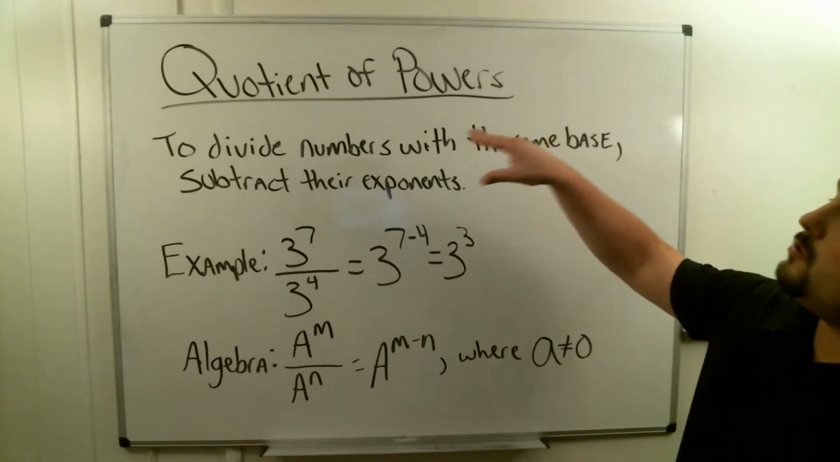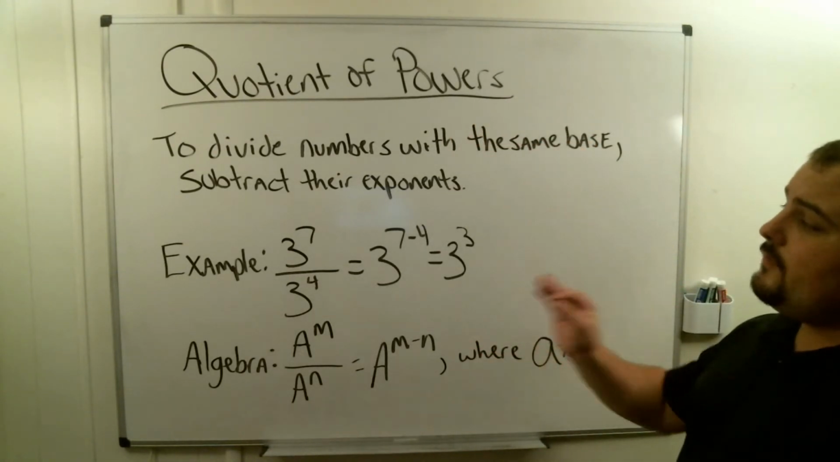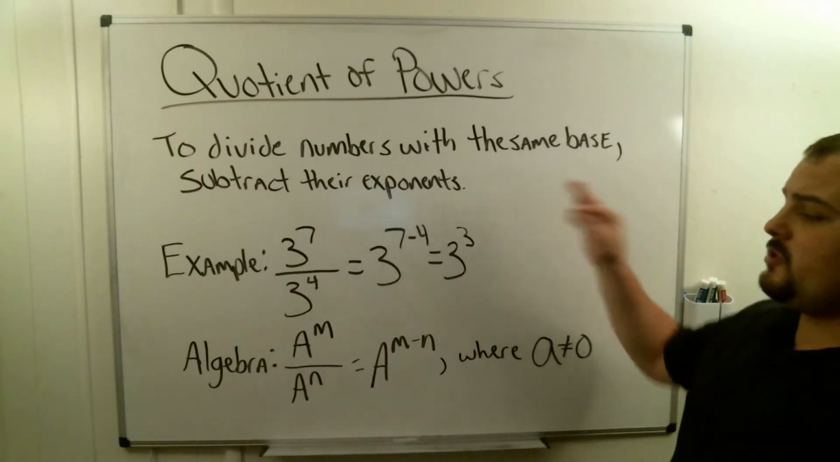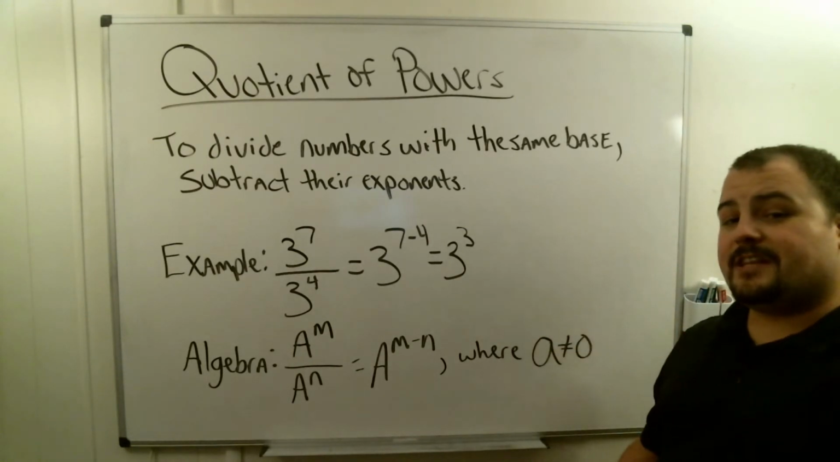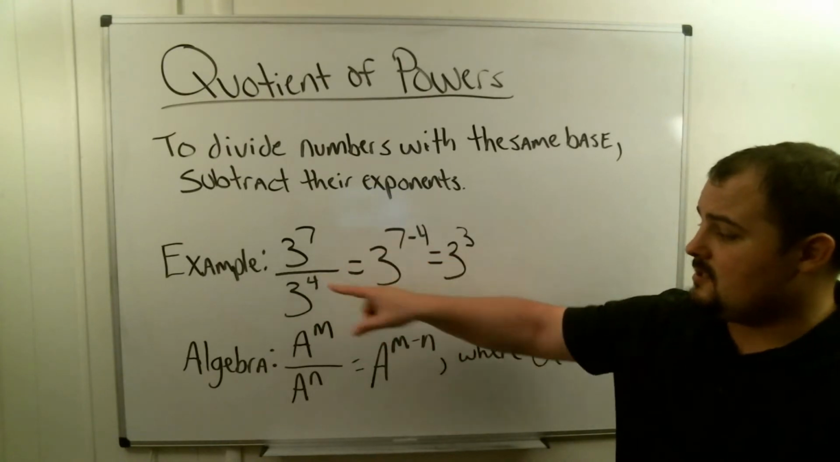So this is called the quotient of powers. And what we have right here is our rule to how to do it. To divide numbers with the same base, subtract their exponents. So what I mean by that is as long as we have the same base, all we got to do is take the exponents and subtract them.